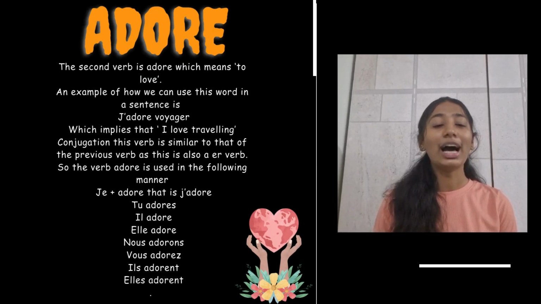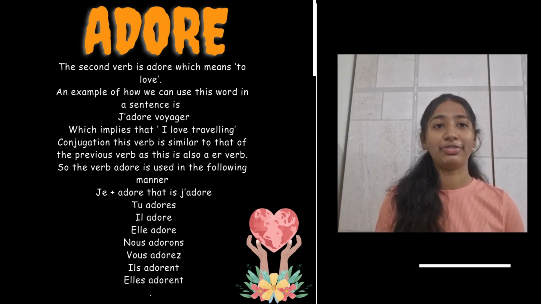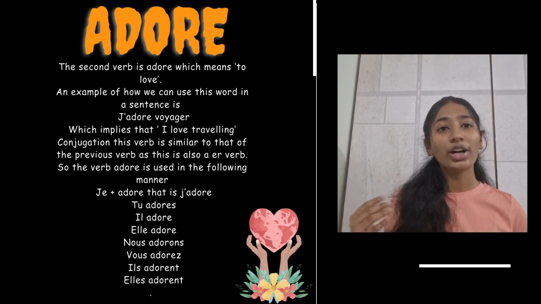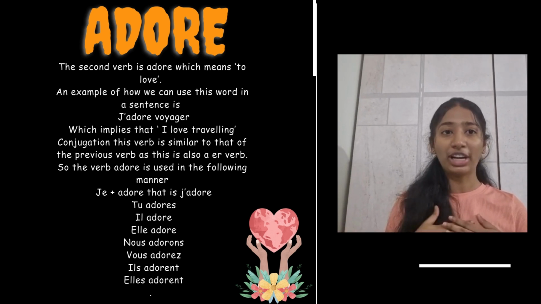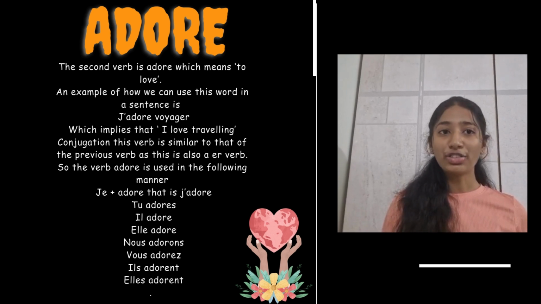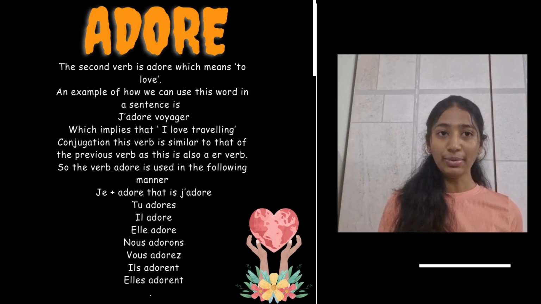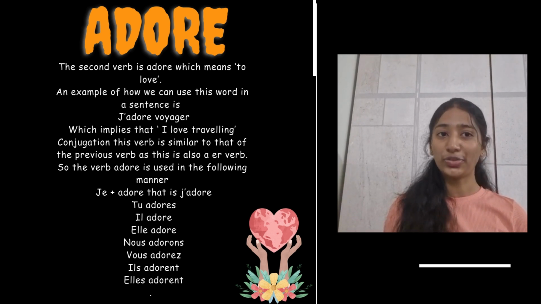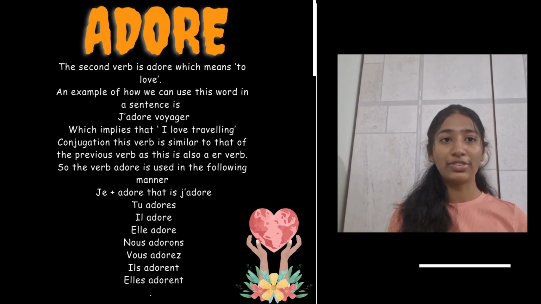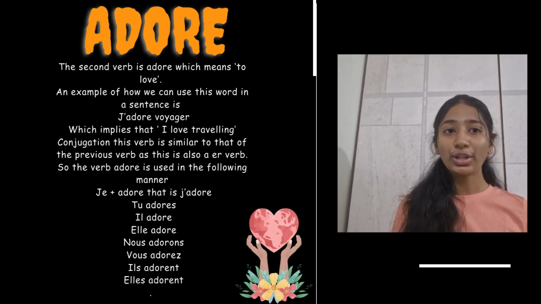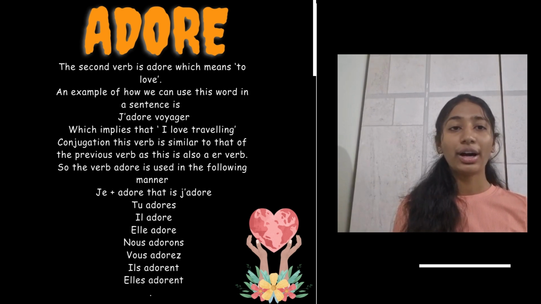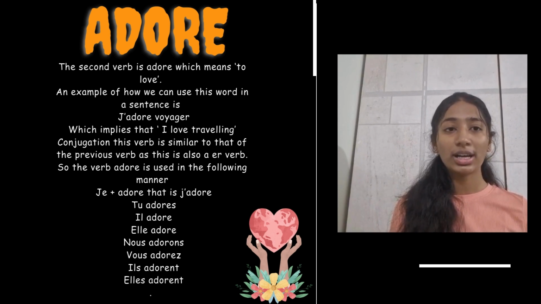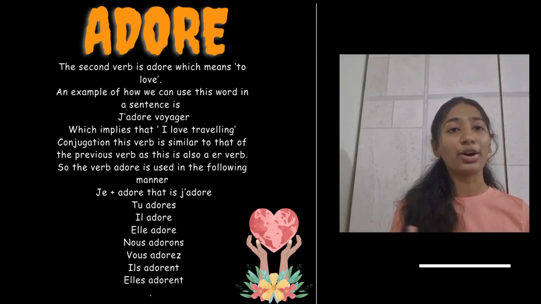The second verb is adorer, which means to love. An example of how we can use this verb in a sentence is J'adore voyager, which means I love traveling. Conjugation of this verb is similar to that of the previous verb because this is also an ER verb. So the conjugation of this verb is as follows. Je plus adore gives j'adore, tu adores, il adore, elle adore, nous adorons, vous adorez, ils adorent, and elles adorent.